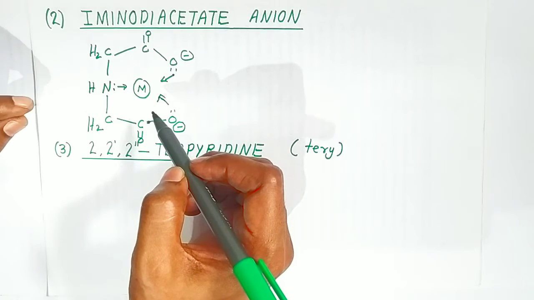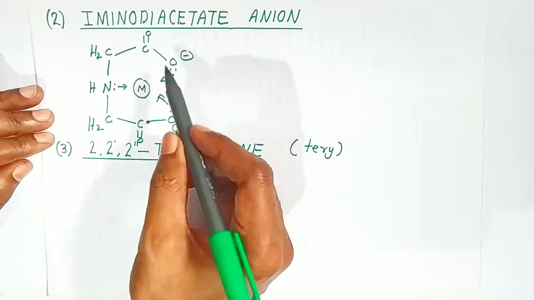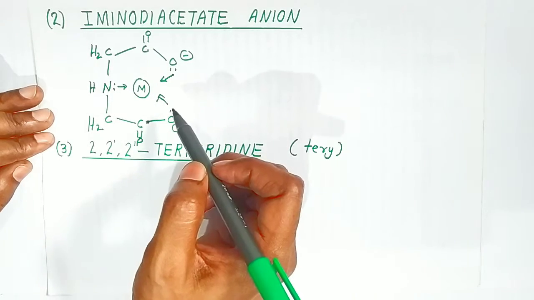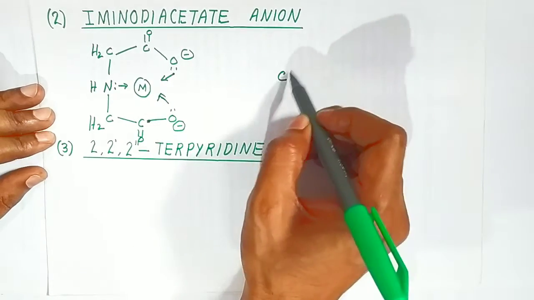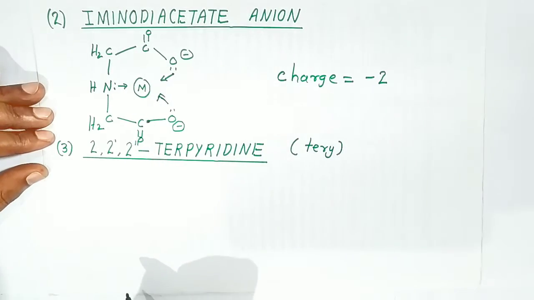Sometimes in examinations they ask whether the molecule is bidentate or tridentate. So from the structure only, you come to know whether it is bidentate or tridentate. Here, because there are three donor atoms, we call it a tridentate ligand. When you see the charge, students, how many charges are there in total? It is a negative ligand, with two negative charges.